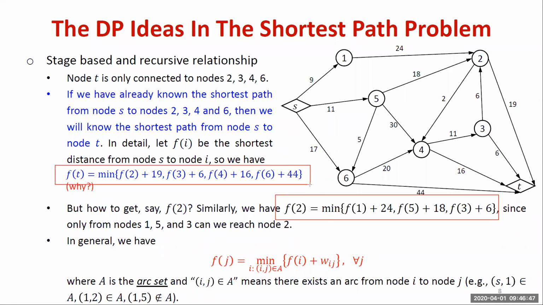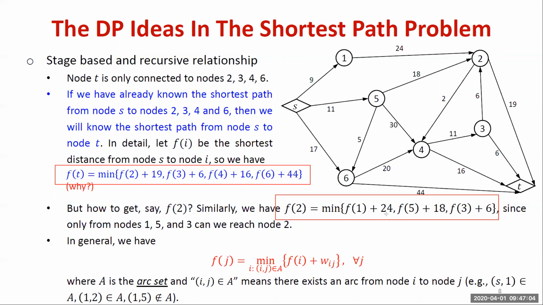They're the same. See it? The minimize of F1 plus from 1 to 2. The minimize distance of F5, and then from 5 to 2, which is 18. Then the minimize of distance from S to 3, then from 3 to 2. That's it. So use this formula, I get F2.